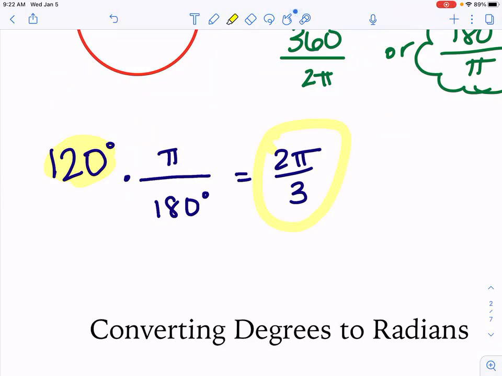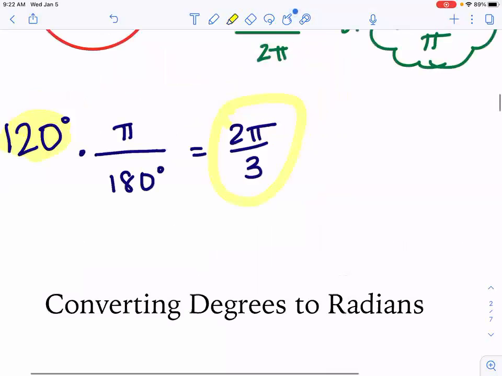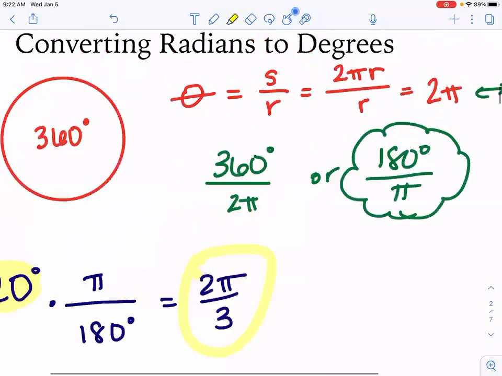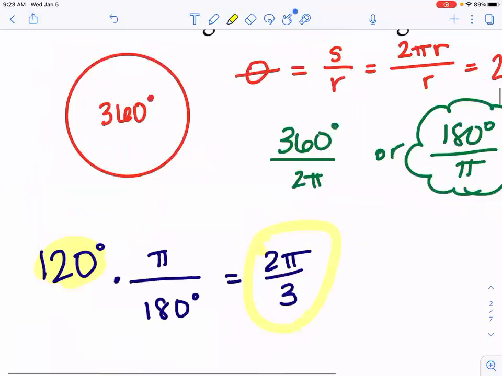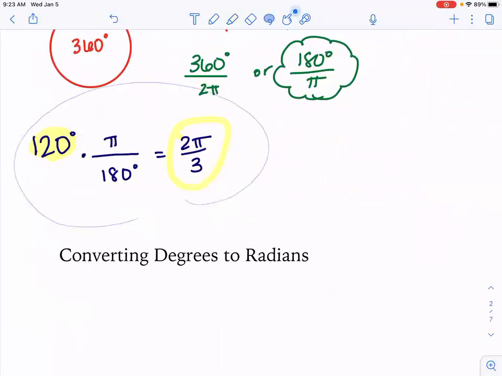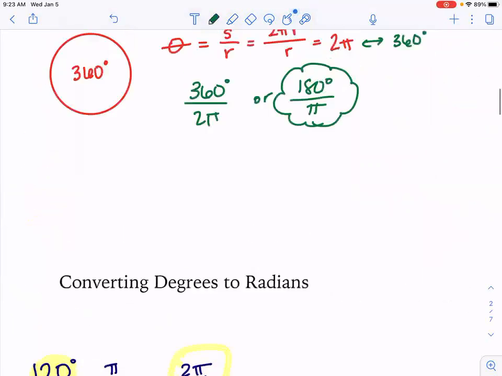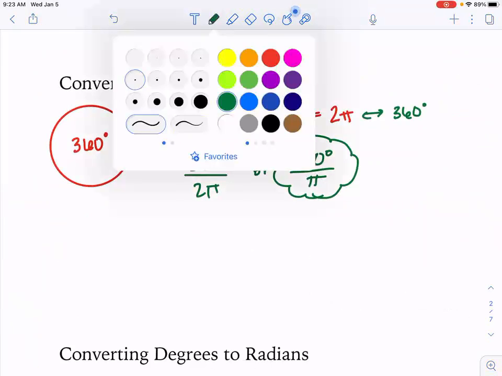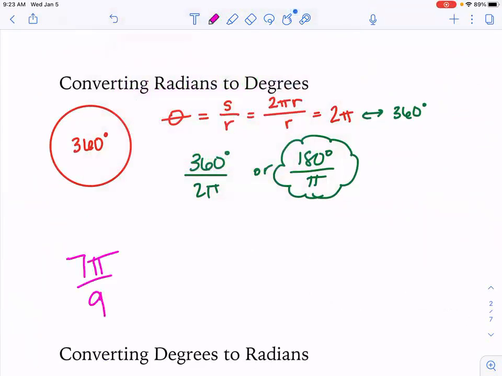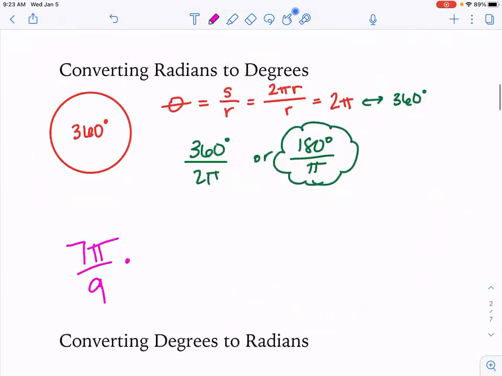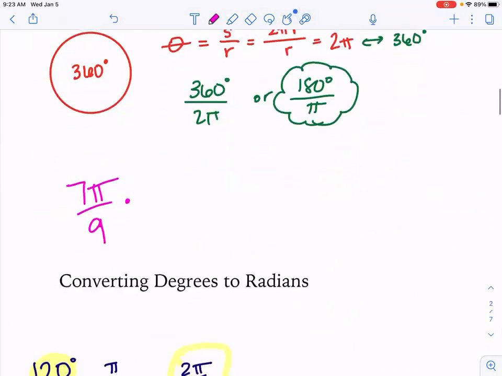Now, what if we're going to go the other way? Well, I totally went backwards. This is degrees to radians. What if I want radians to degrees? What if we have like 7 pi over 9 and I want that to be a degree measure? What fraction are we going to multiply by? Yep, 180 over pi. We want the radian measure now to be in the denominator, okay?